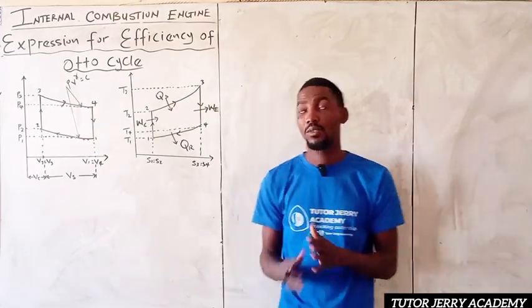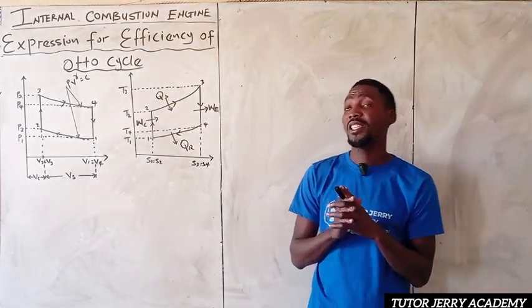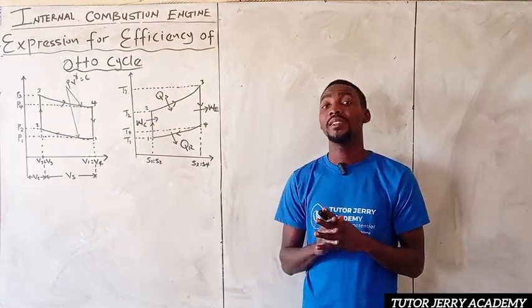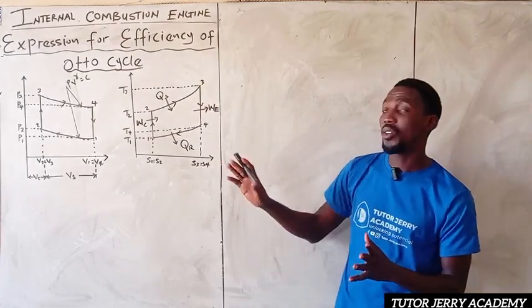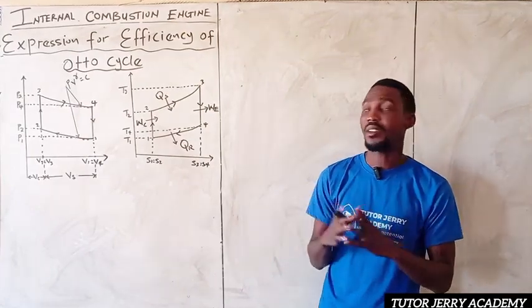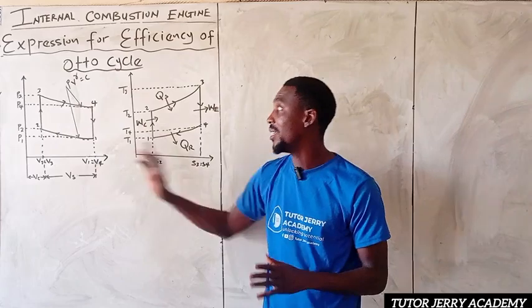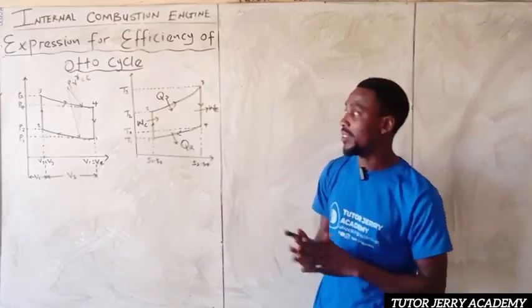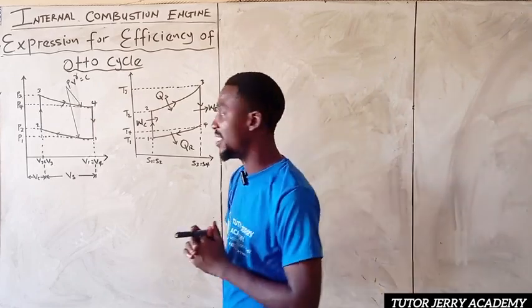Hello and welcome. So we will be looking at the expression for efficiency of an Otto cycle. Because this question is mostly asked in an exam, and you are asked to derive the efficiency, you will start by drawing the PV diagram and the TS diagram. All right. So what is the formula for efficiency?